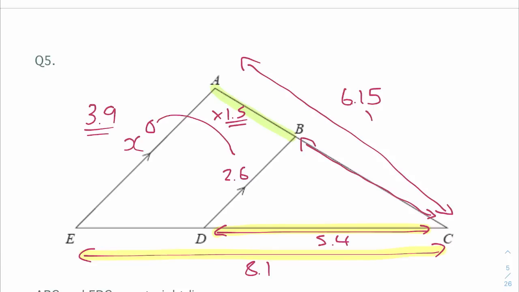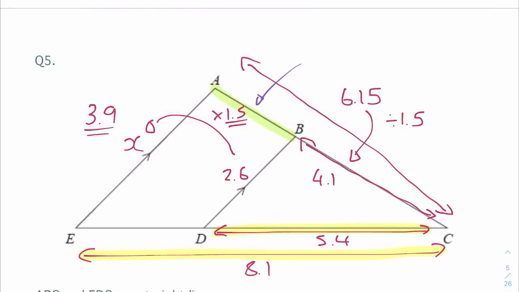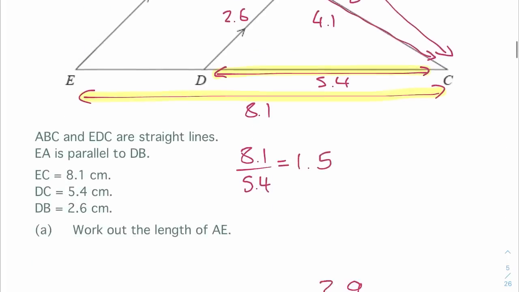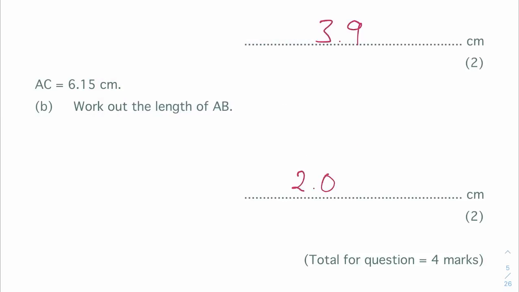So to get to the smaller length, we'll use the same scale factor, but we're going to divide by 1.5. So 6.15 divided by the scale factor gives us a length of 4.1. So if we want to work out the gap in between them, this bit just here that we've highlighted, we take the full length, 6.15, subtract the smaller triangle, which is 4.1, and that leaves us with a length of 2.05. So the length of A to B for that final part there is 2.05.